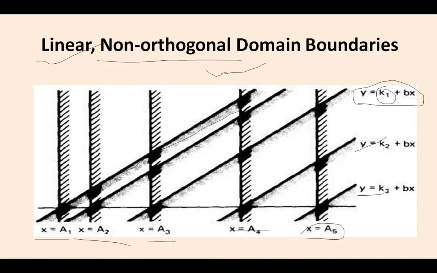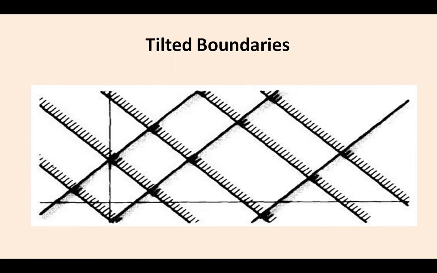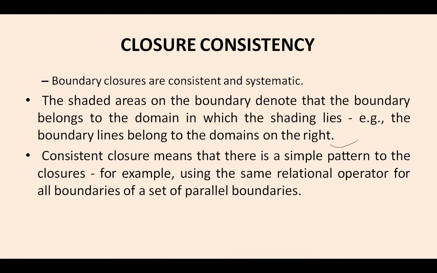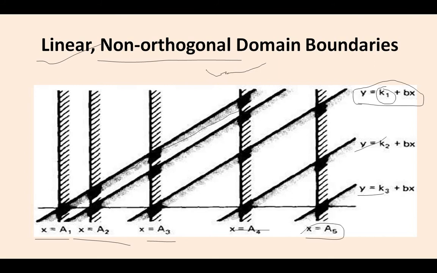For example, here the shaded area is there. So what does this shaded area represent? The shaded areas on the boundary denote that the boundary belongs to the particular domain. The shading lies on the boundary. See here, the shaded lines are there. Whatever points are on these shaded lines belong to this particular domain only, but not the other domain. That's what it is saying.